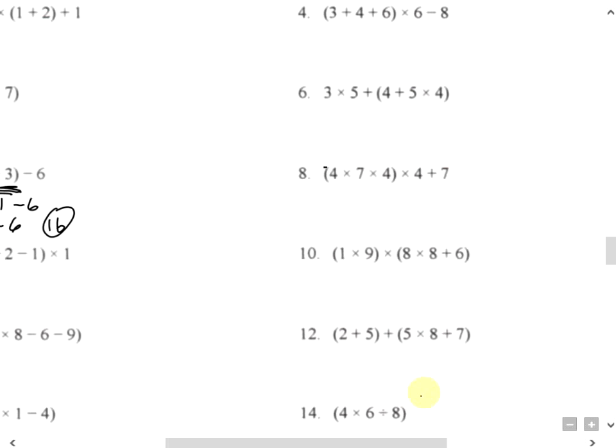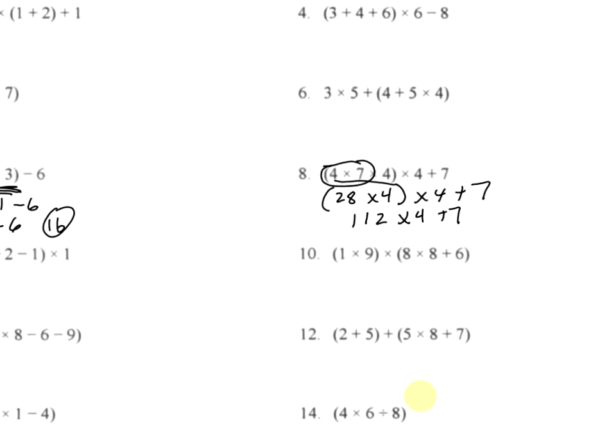We do the parentheses first. So that's 4 times 7 is what I do first. That's 28. Times 4, still in parentheses, times 4 plus 7. 28 times 4, 112.